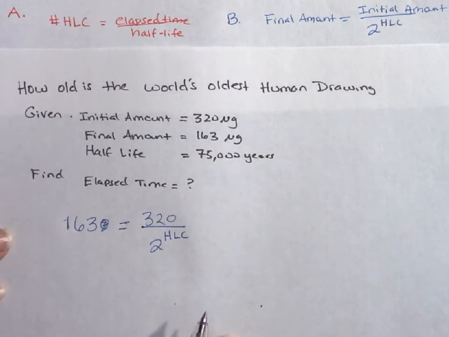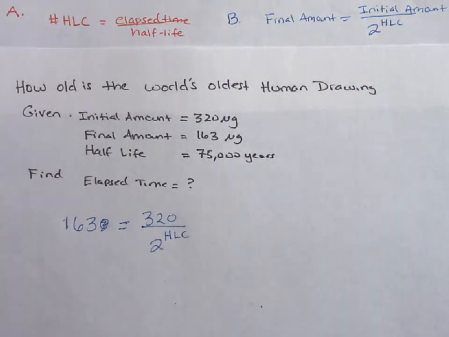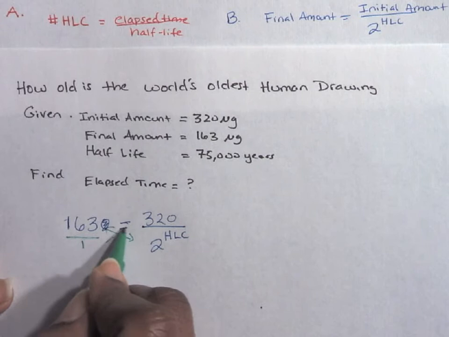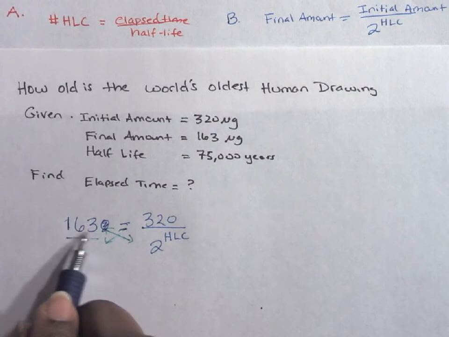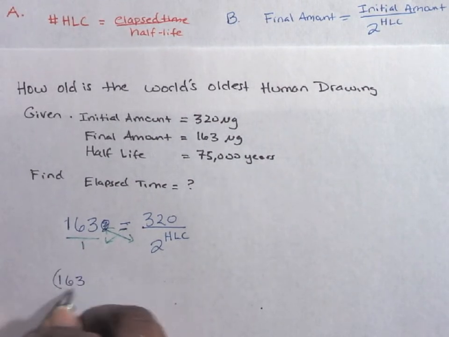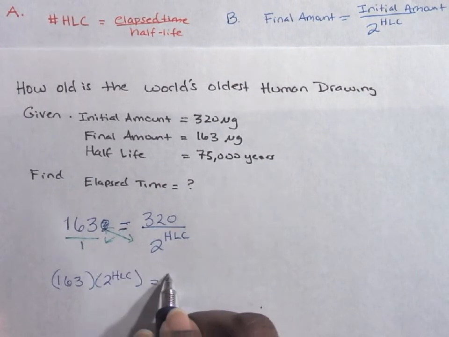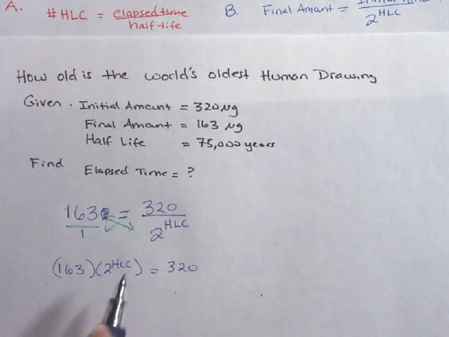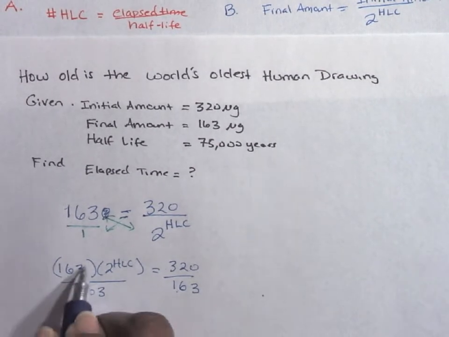All right, to isolate my unknown, if you have a fraction next to an equal sign, then you'll use cross multiplication. So we are going to go ahead and cross multiply. I'll put this value over 1 just to make it look like a fraction. Okay, so then the next line down, I'm going to have 163 times 2 raised to the power of HLC is equal to 1 times 320, which is just 320. All right, next inverse operation I use to isolate my unknown, which is the HLC, is I divide both sides by 163. I'll cross that out on that side.